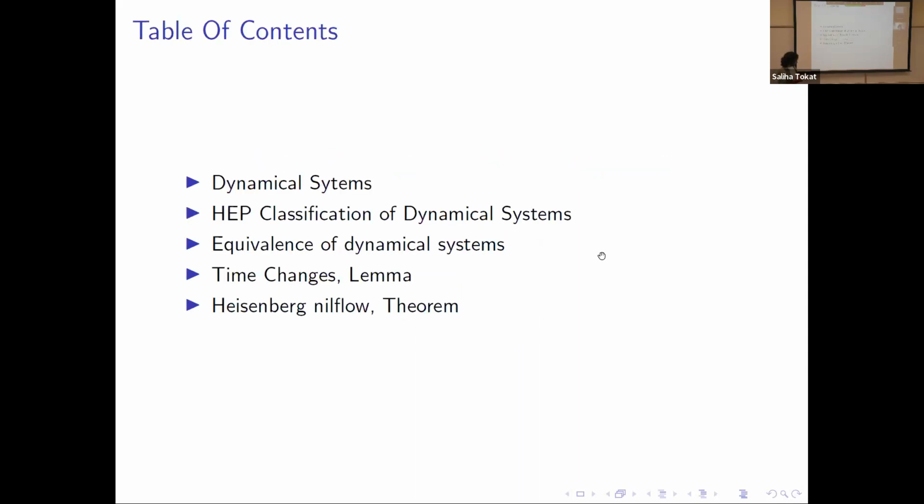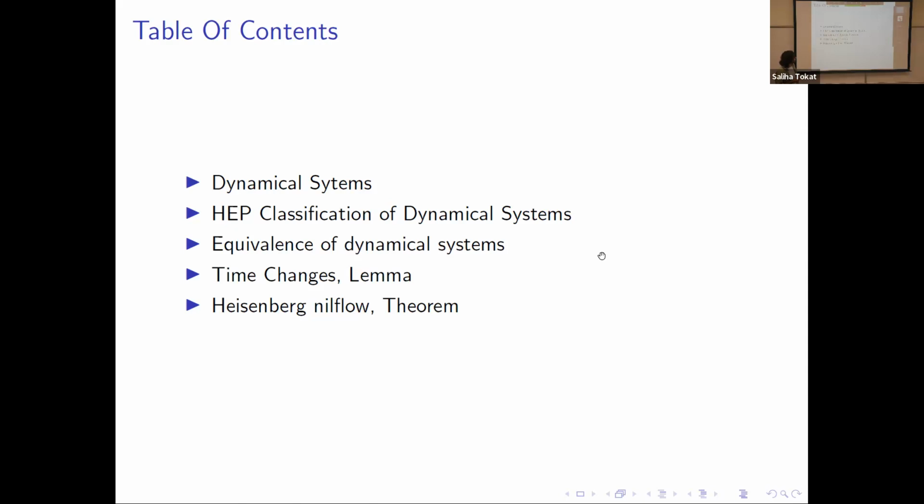The table of contents: dynamical systems. First of all, I define what dynamical systems are. And the classification of dynamical systems. There are three paradigms in dynamical systems, which depend on the matrices. Then the equivalence of dynamical systems: under what condition are two dynamical systems equivalent? There are two senses of equivalence. And after that, I talk about time changes.